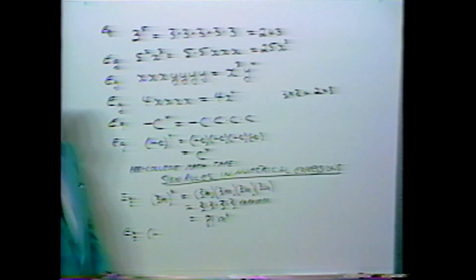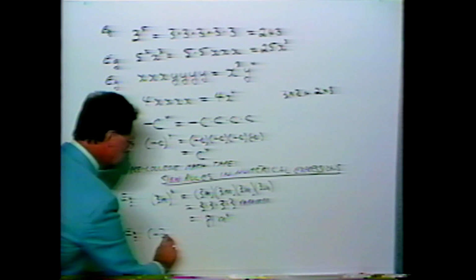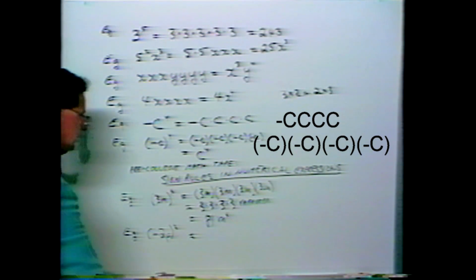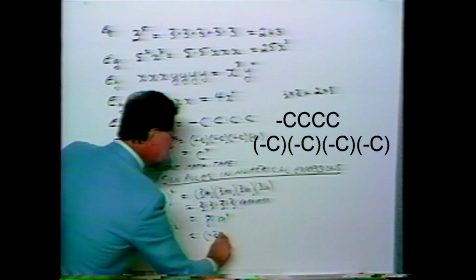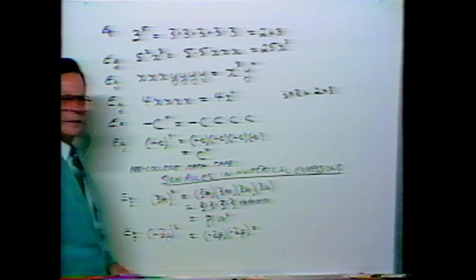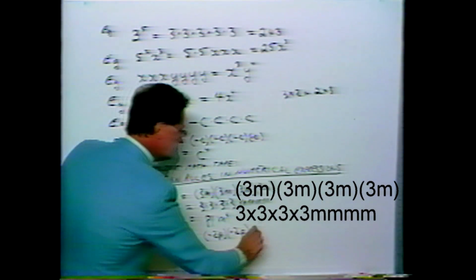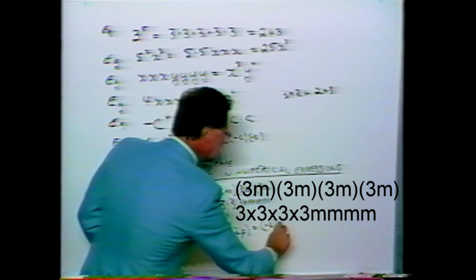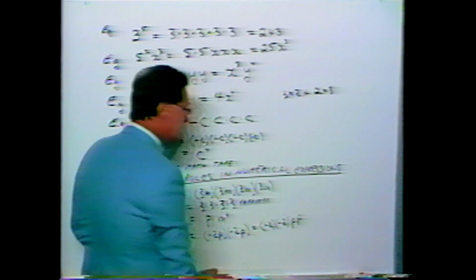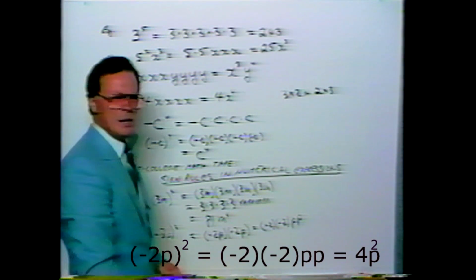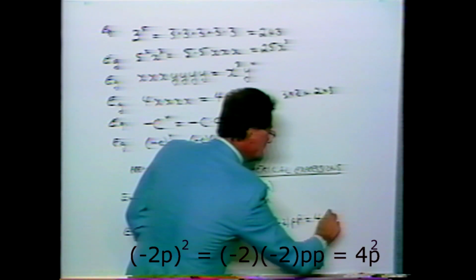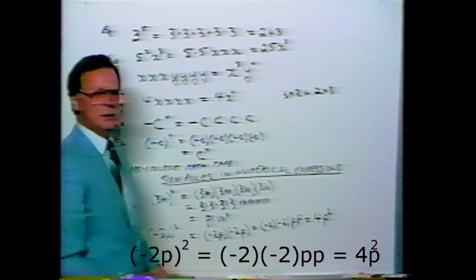Another example, negative 2p quantity squared is equal to negative 2p followed by negative 2p. And that is the same as negative 2 times negative 2 multiplied by p times p. Negative 2 times negative 2 is positive 4, and we end up with positive 4p squared as an exponential expression.